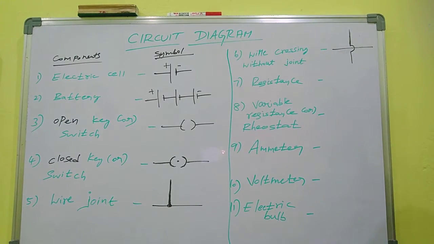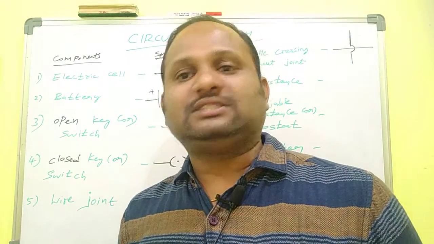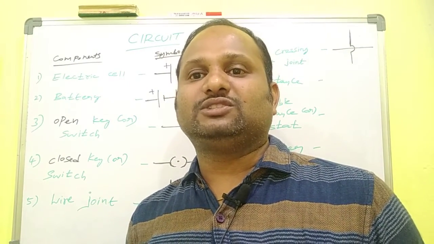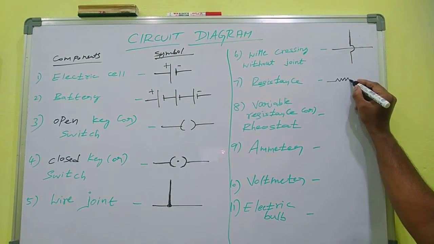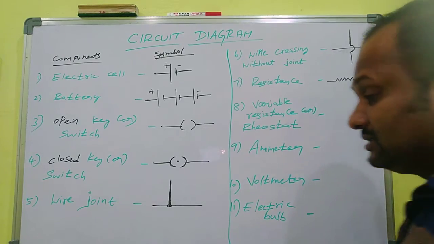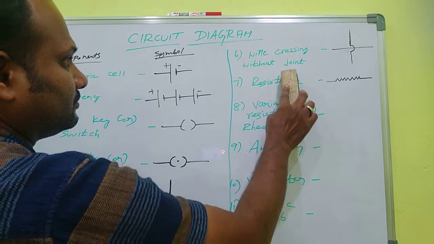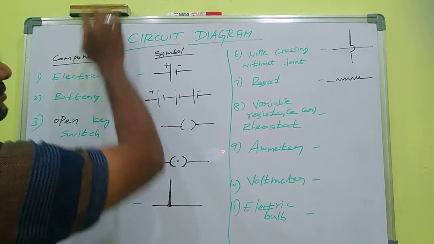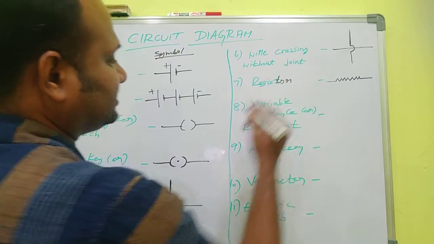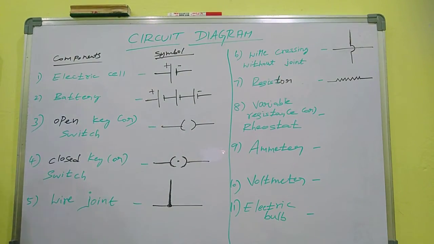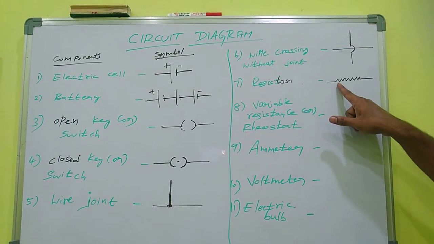Then the important one is resistance or resistor R. How can we use this symbol? The symbol for resistor is here. This is the symbol for resistor, not resistance, because resistor is a component. Resistance is its property.